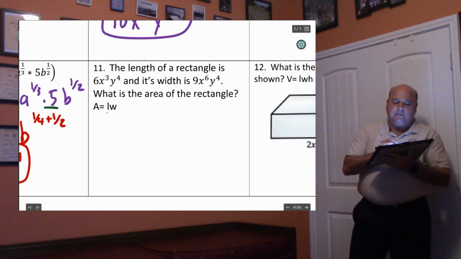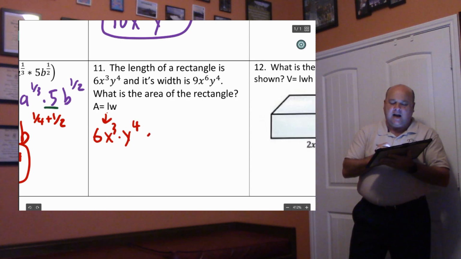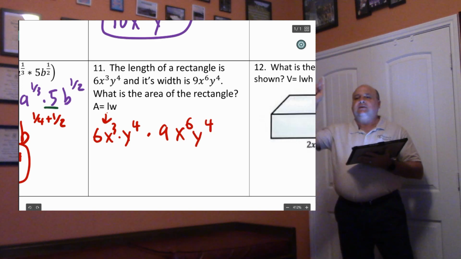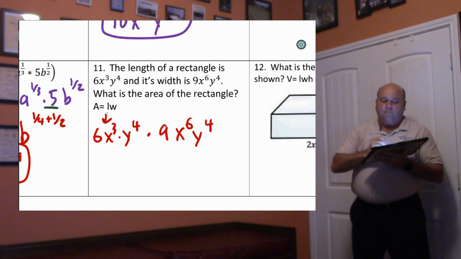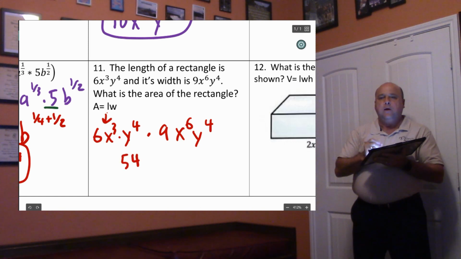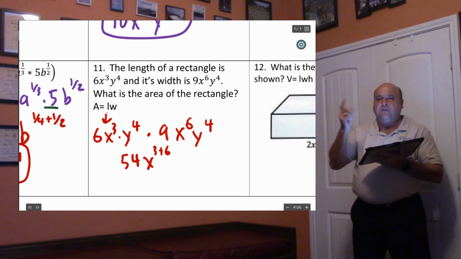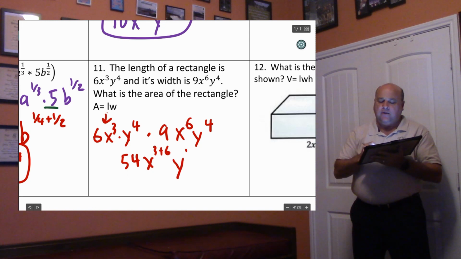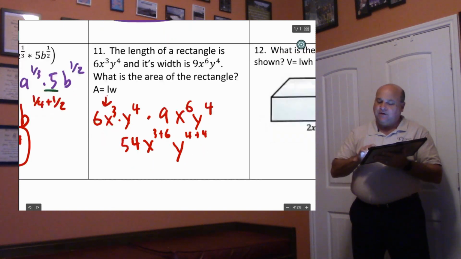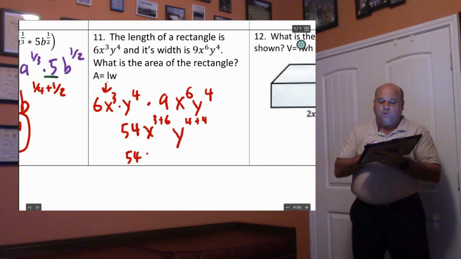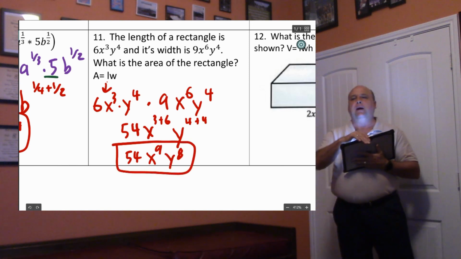Remember, the area is length times width. My length is 6x cubed times y to the fourth, and I'm going to multiply it by the width, which is this. Now then, sign, number, letter, exponent. 6 times 9 is 54. My first letter alphabetically is x, and I'm going to put 3 plus 6. The next letter alphabetically is y, and then I'm going to put 4 plus 4. Now then, just add up the exponents. 54, x 9, y 8. That is the answer. You should be able to finish the rest of these on your own.